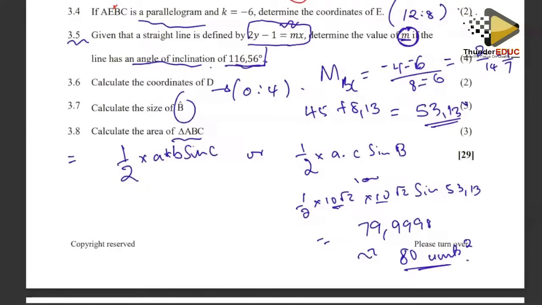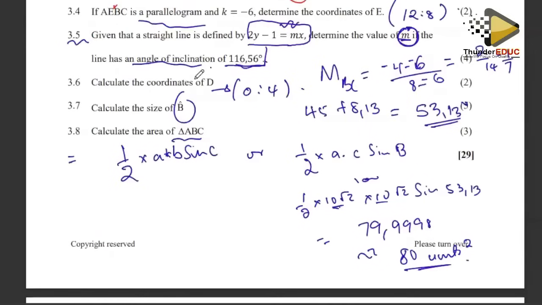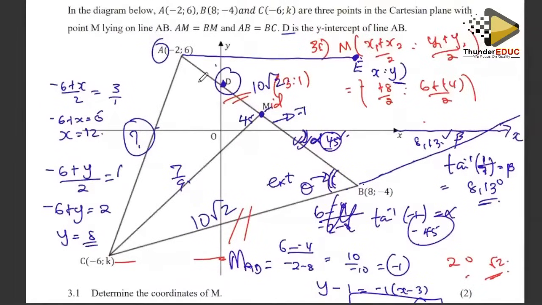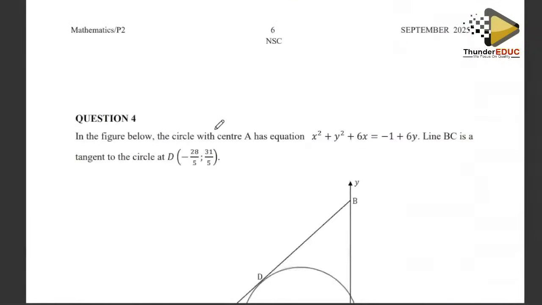All right, so that is how we would have gone about that, okay? Alternatively, if you feel there is a 90-degree somewhere, then go ahead and use it and find the distance. Okay, that is question number 3, 29 marks.